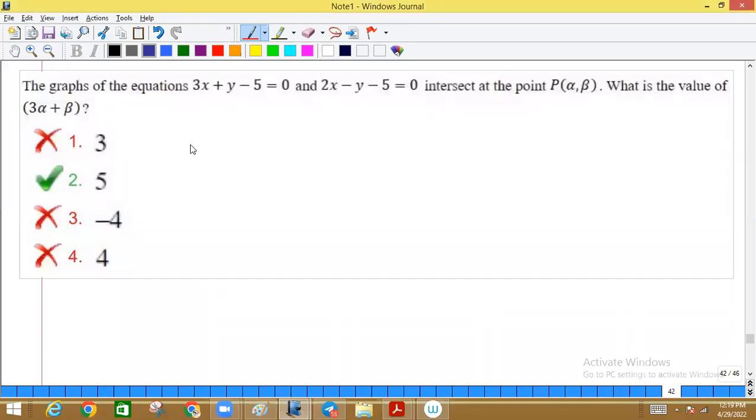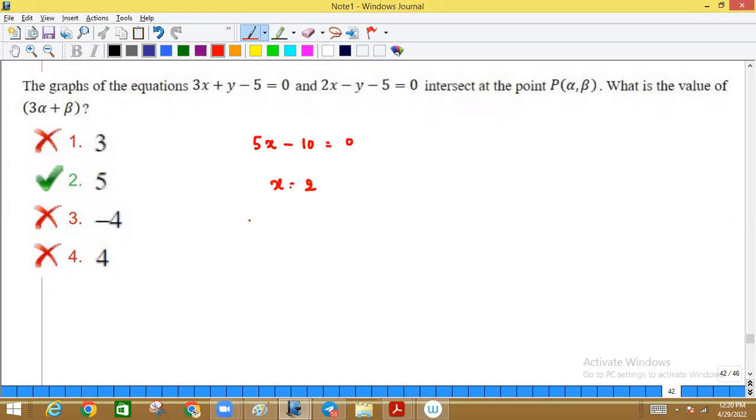Graphs of the equations 3x plus y minus 5 equals 0 and 2x minus 5 equals 0 intersect at alpha comma beta. What is the value of 3 alpha plus beta? If you add both of them, 5x minus 10 equals 0. X is equal to what? 2. X equal to 2, you substitute here. 11, sorry. Y plus 1 is equal to 0. Then what is Y? In place of X, it is alpha. So 6, Y is 1. So the answer is 5, 3 alpha plus beta. So this is alpha, that is Y is beta.